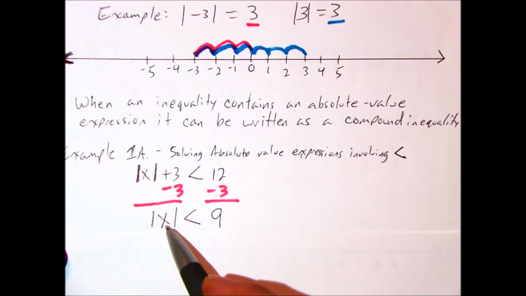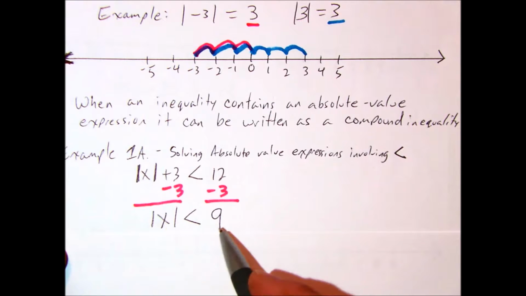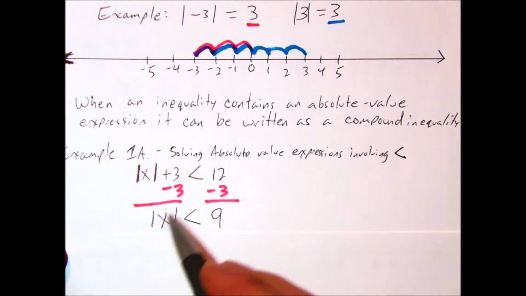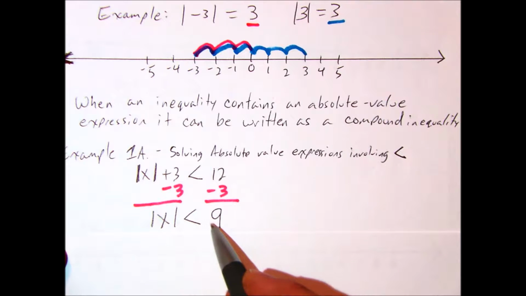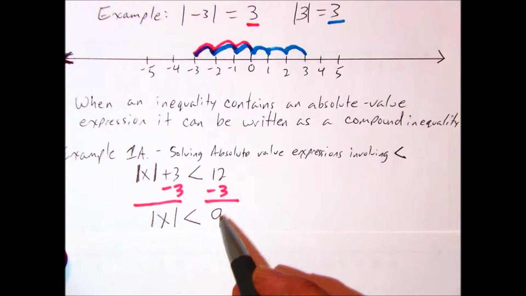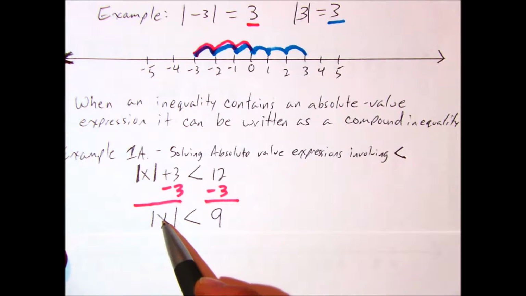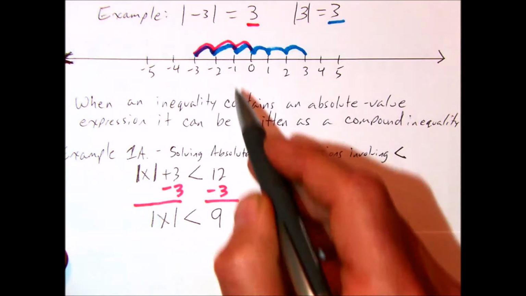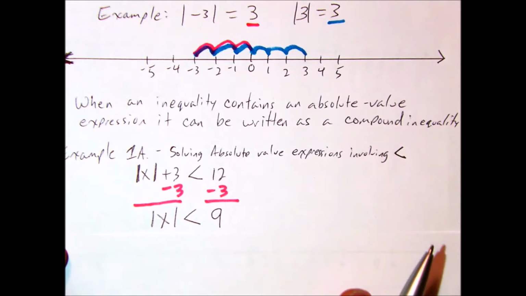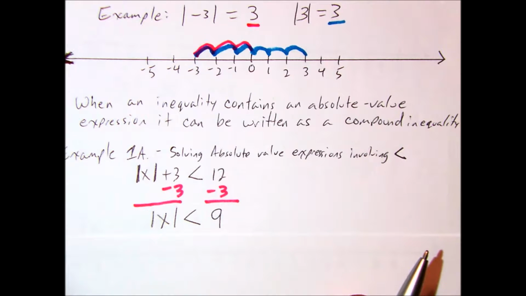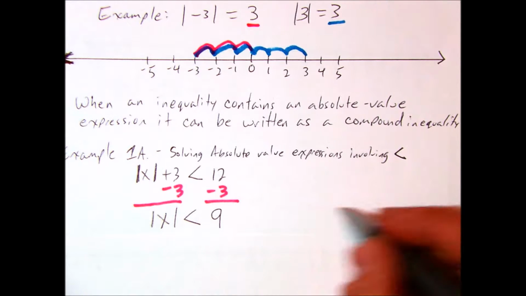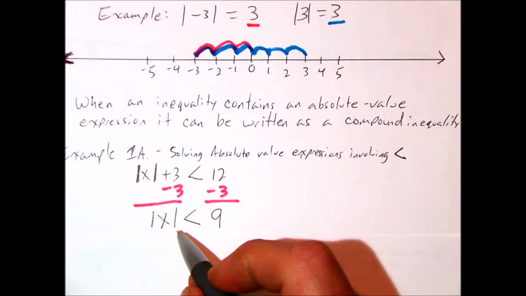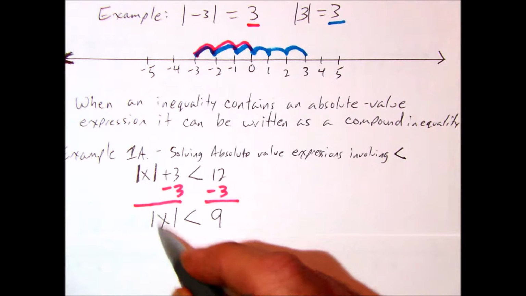So I want to solve for x. So I'm looking for solutions that are less than 9 units from 0. So that means that any value for x can be negative or positive, but less than 9 units away from 0 on either side. So I can write a compound inequality.